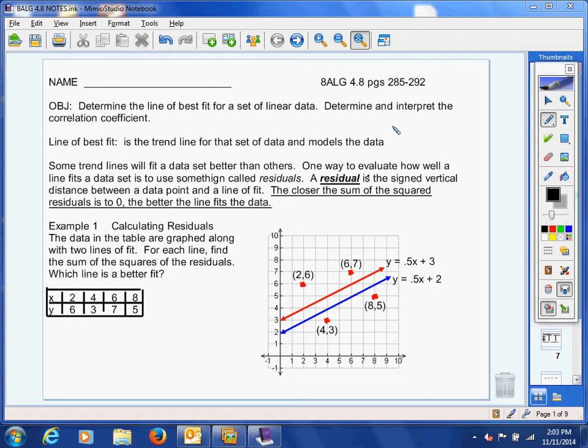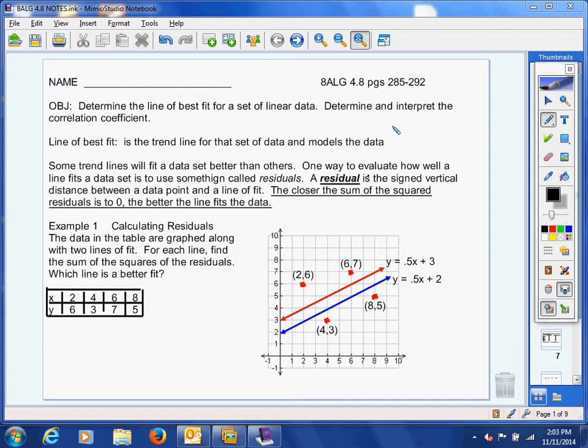We're going to determine the line of best fit for a set of linear data, and then determine and interpret the correlation coefficient. That will be later on, in subsequent examples. Let me just tell you what a line of best fit is. It's the trend line for a set of data, and it models that data. As you can see down here in example 1, I'm showing you 2 trend lines, a red one and a blue one. We're going to be tracking those and figuring out which is fitting better.